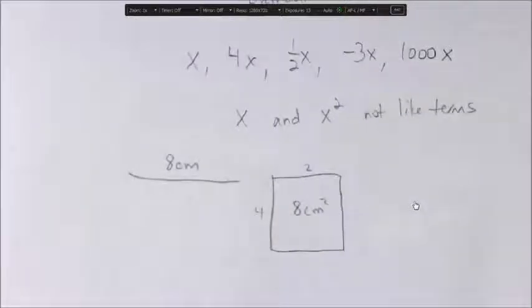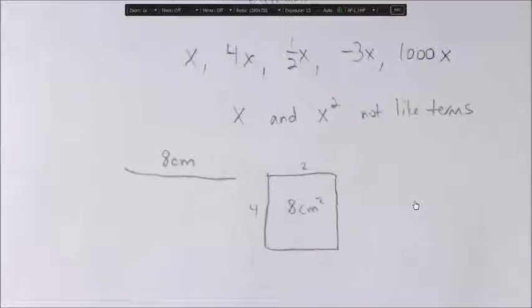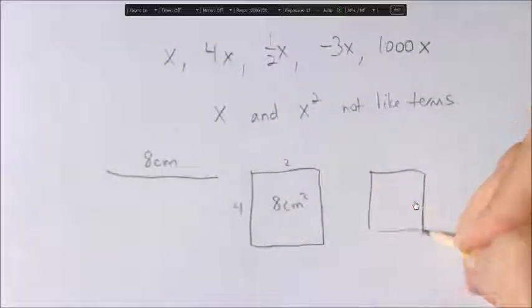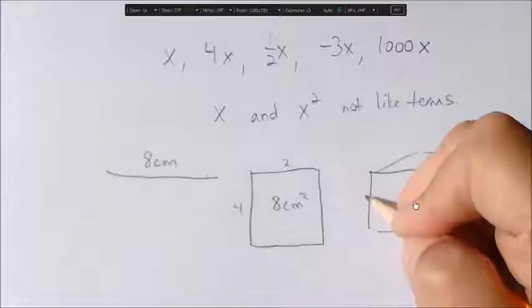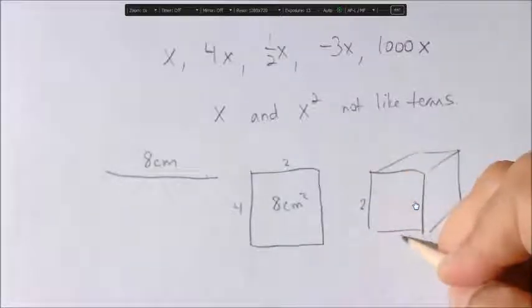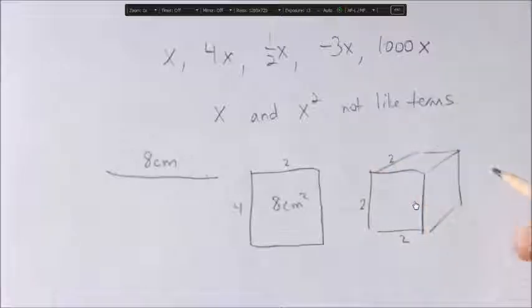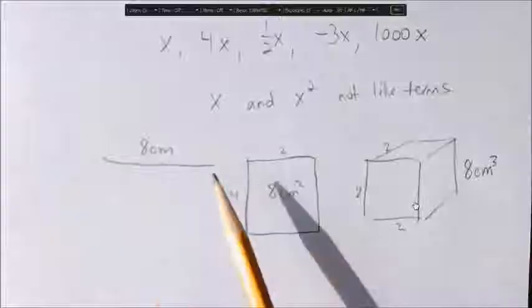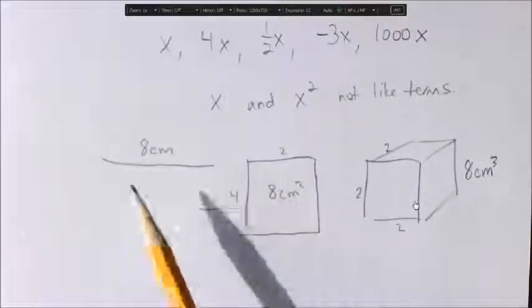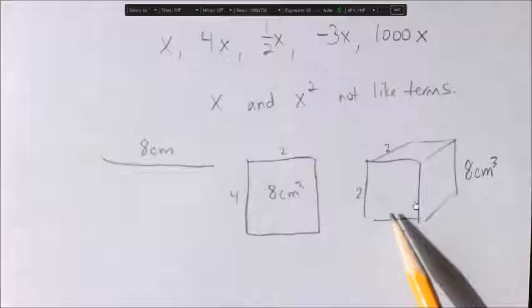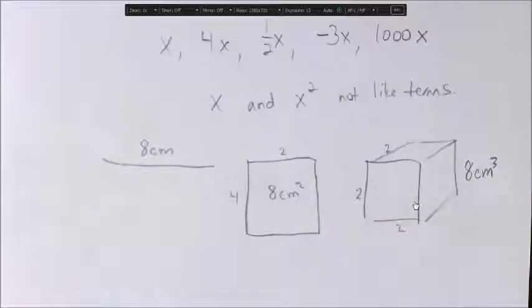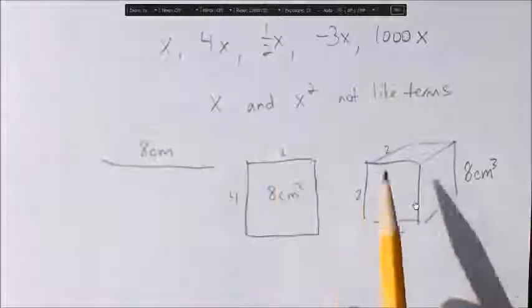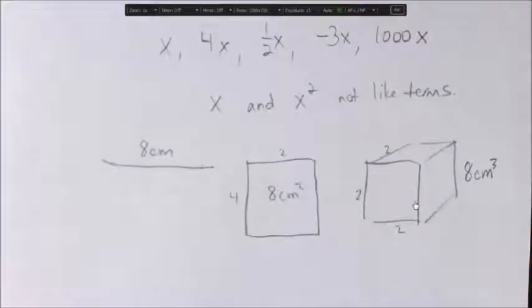If I think about cubed, here's a rectangular prism where I'll make it a cube, 2 by 2 by 2. The volume of this is in cubic centimeters, so the volume would be 8 cubic centimeters, length times width times height. So even though they're all 8, they're not like terms because a line and a rectangle and a three-dimensional figure are not the same thing. So therefore x and x squared and x cubed are different. We cannot add them together. You cannot add a line and a rectangle. They've got to be the same items.